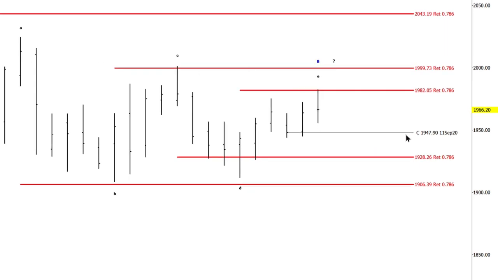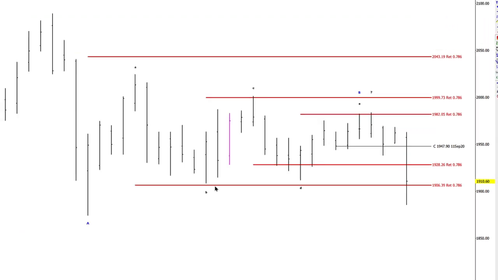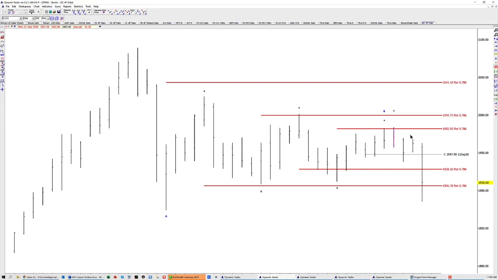But a close below 1947.90 would be a really good setup for a probable continuation to a new low. Let's go ahead and add some bars on the chart. We actually traded about a tick higher the next day. Well, we certainly closed below the 1947.90, and in one day we also closed below what I call the wave D swing low, and we traded to a new low below this whole contracting triangle.